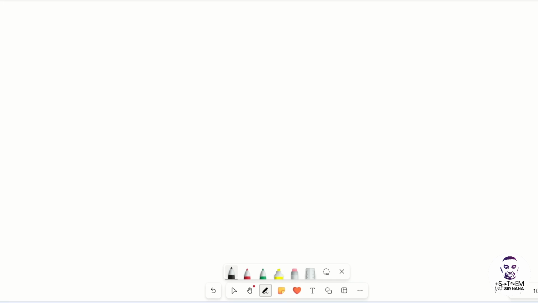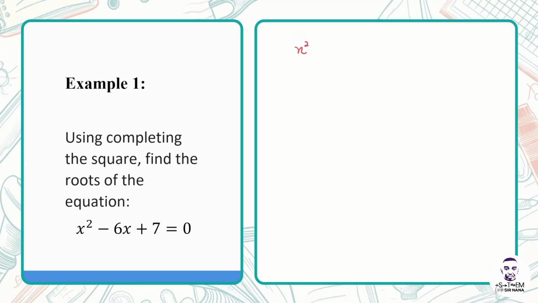Now let's look at how we can solve for the roots of the quadratic equation by using the method of completing the square. The equation given is x squared minus 6x plus 7 is equal to 0. The first step is that we must check whether the coefficient of the x squared is 1. If it is not 1, we divide through by the coefficient. In this case, it's 1. So we move the constant term across the equal sign, so we get x squared minus 6x is equal to negative 7.